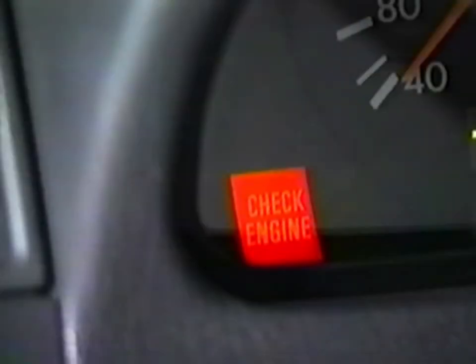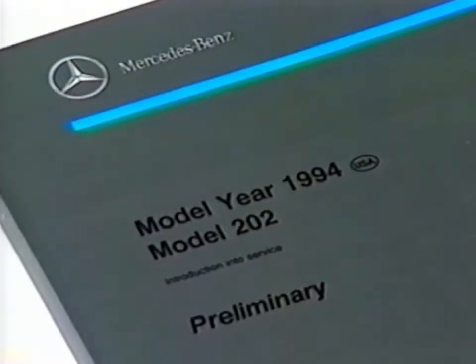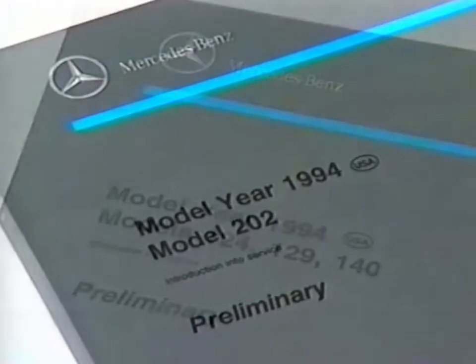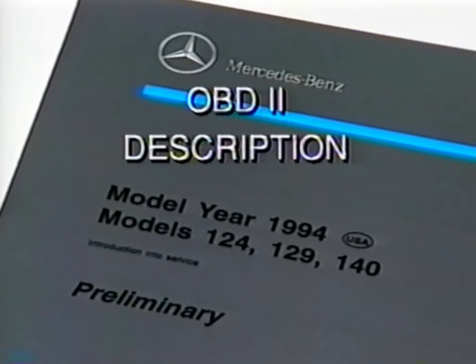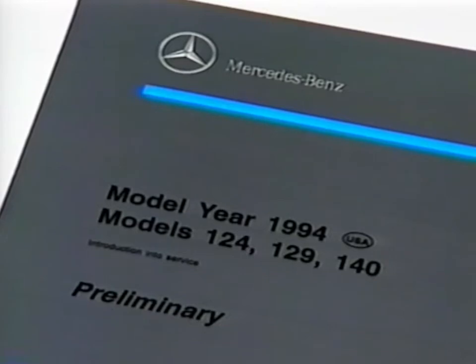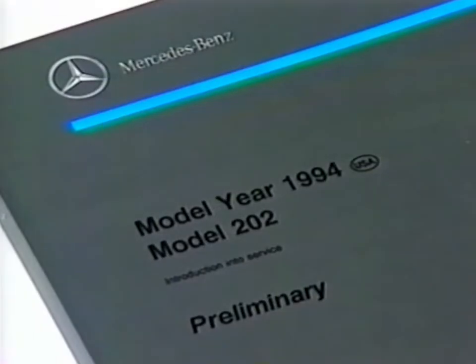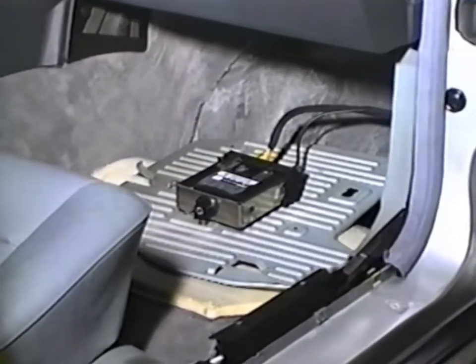Before beginning an explanation of the function of OBD2, it's important to know that a detailed description is not included in the Model 202 Introduction Manual. Instead, the description is found in the model year 1994 Model 124, 129, and 140 Introduction Manual, since OBD2 is also used on the 6-cylinder engine found in the S and SL 320. The Model 202 Introduction Manual only covers the specific differences in OBD2 that apply to the C-Class.